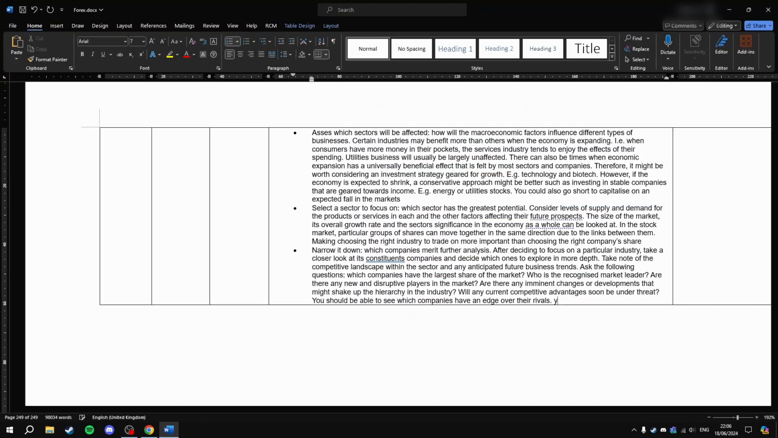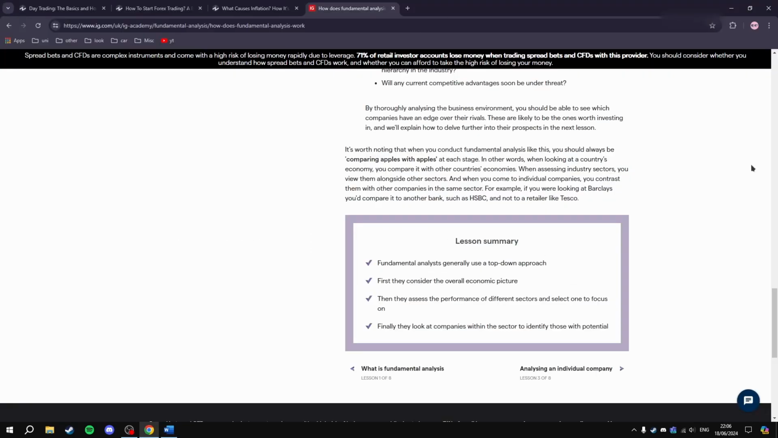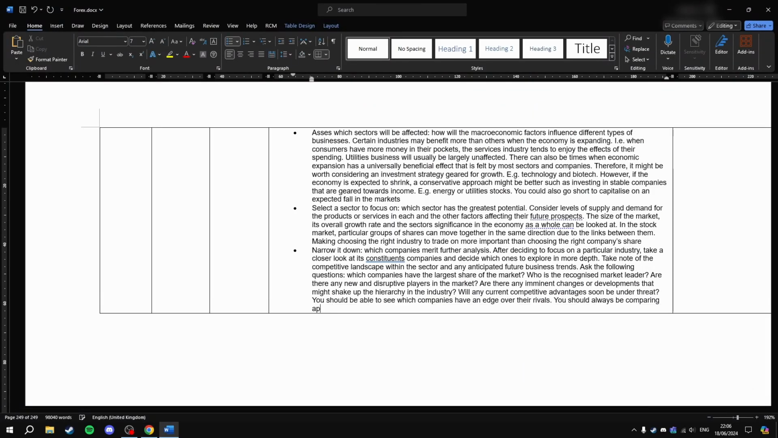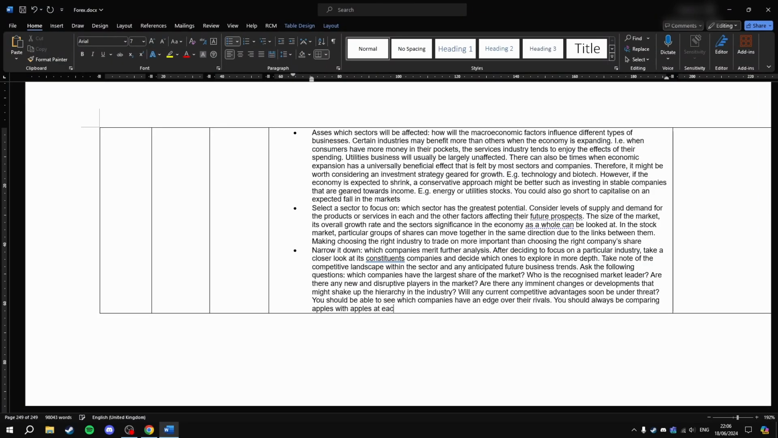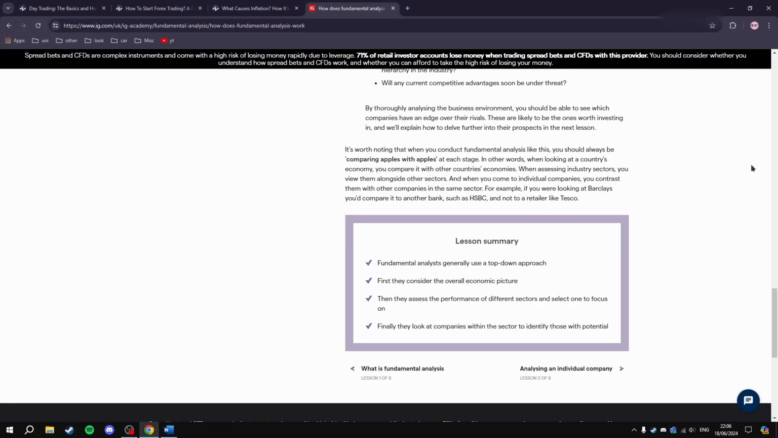like Tesco. You should always be comparing apples with apples at each stage. So always compare in the same context.